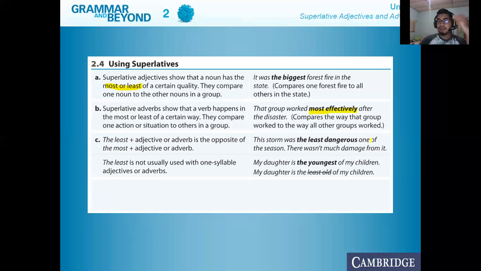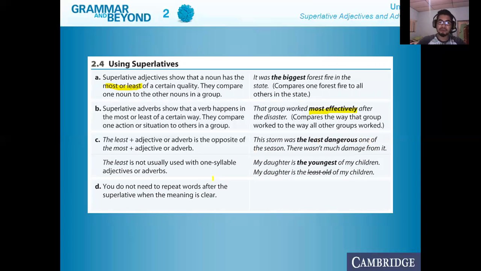So that means my daughter is the youngest of my children, or my daughter is the least old of my children. You see that in this case, the construction "the least old" doesn't fit at all. That's why least is not usually used with one-syllable adjectives. Just a reminder, one syllable means that we are not going to use least or more. Therefore, we're going to use the expression "the youngest."